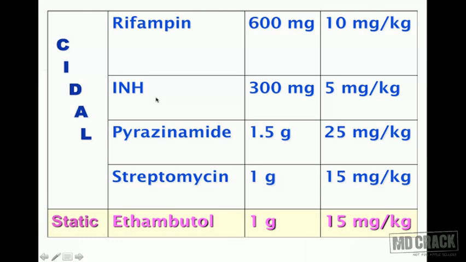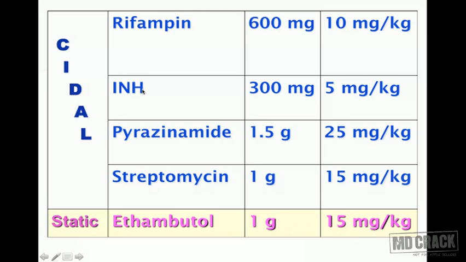INH or isoniazid, the standard dose is 300 milligrams. In terms of body weight, it's 5 milligrams per kilogram body weight. Pyrazinamide, 1.5 grams is the standard dose. It becomes 25 milligrams per kilogram body weight. Streptomycin is 1 gram, so it's 15 milligrams per kilogram body weight. And the last one, the static drug, that's ethambutol, also is 1 gram, and that's 15 milligrams per kilogram body weight.